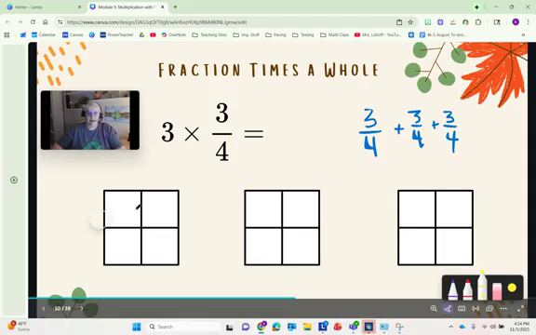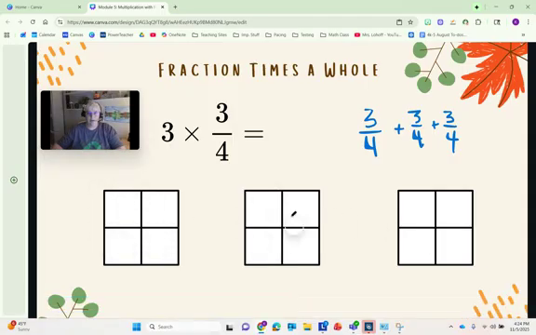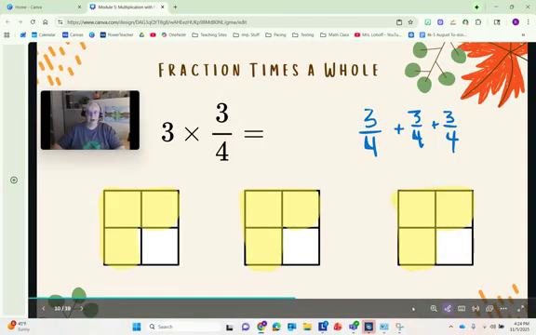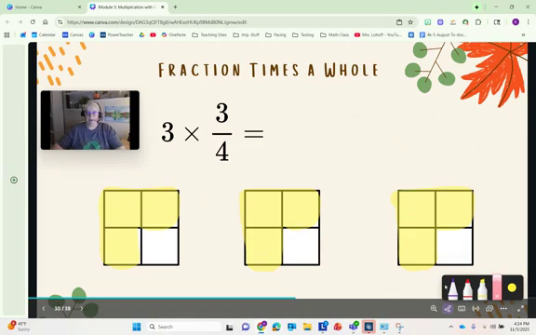So I'm going to draw that out here, and I have 3 whole squares. Each square is divided into fourths. So I'm going to show what 3/4 is. Here's 3/4. So that's one group of 3/4. Let me make another group of 3/4. This is group number 2. And then a third group of 3/4. All right, now I have shown a picture of what 3 times 3/4 looks like.